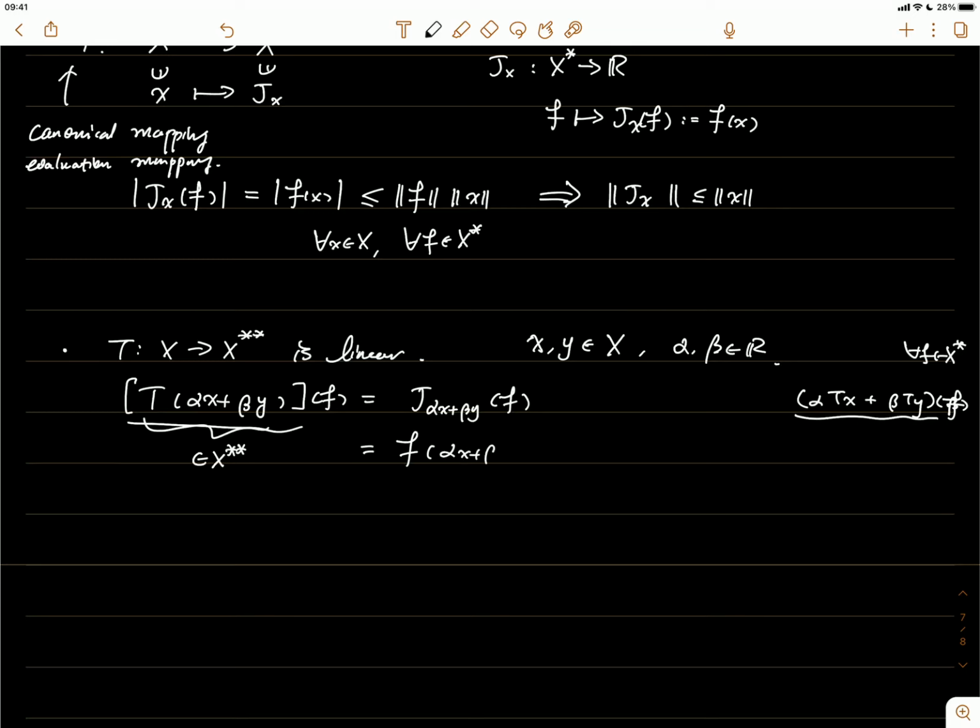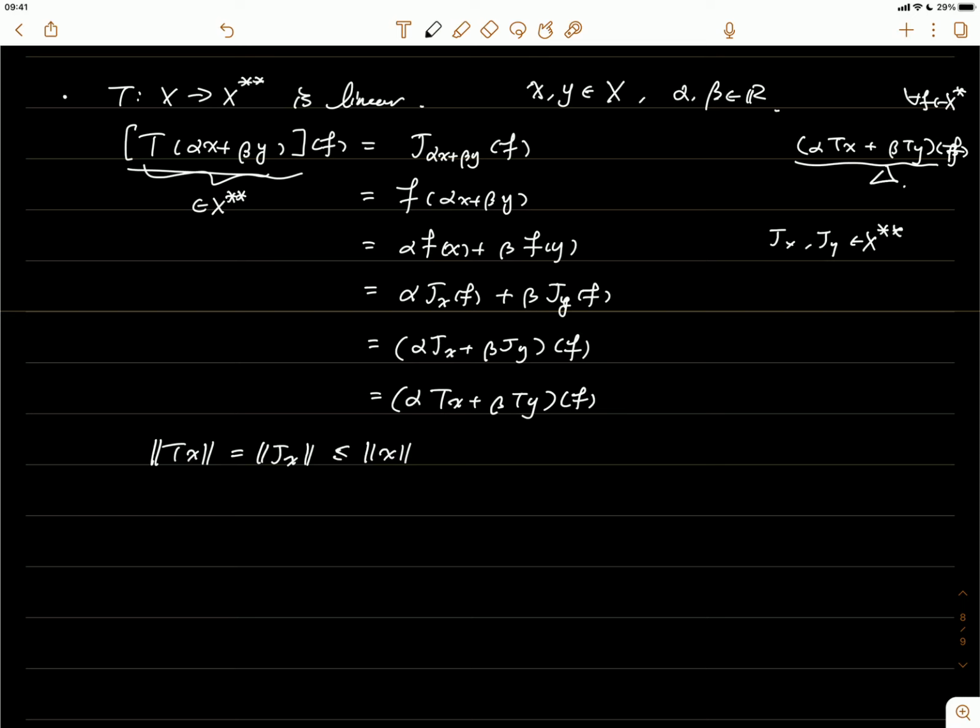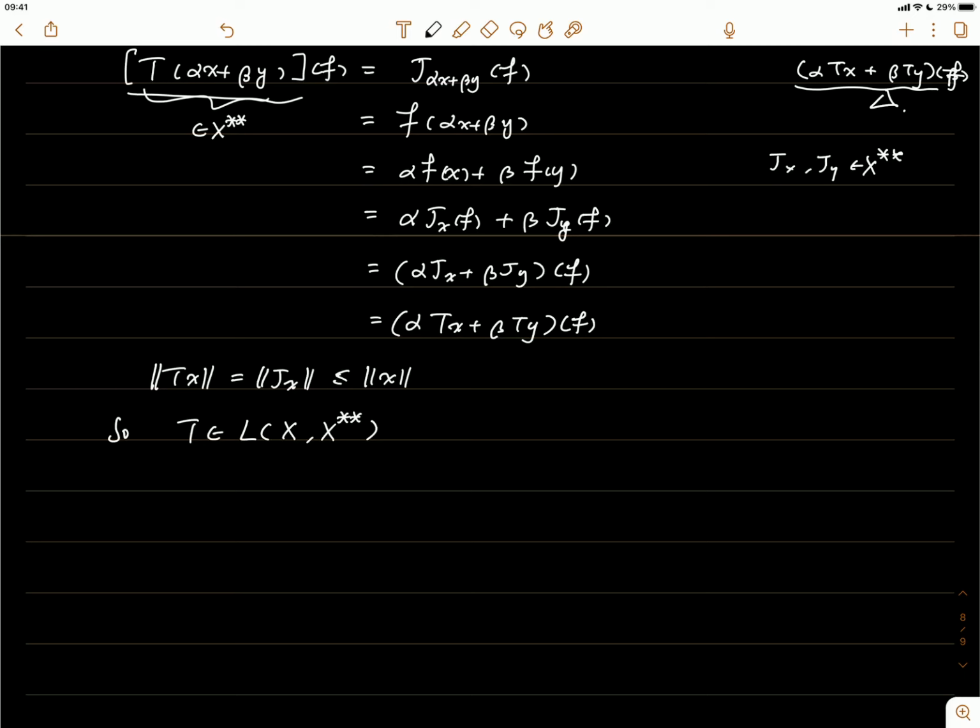The reason is, we actually showed this before. When you look at Tx, for any x, Tx is equal to Jx, and this is less than or equal to the norm of x, as we showed before. So for any fixed x, the norm of Tx is bounded above by the norm of x, and this implies that T is a bounded linear operator, or continuous linear operator, from x to x double star, that is, from x to the bidual.